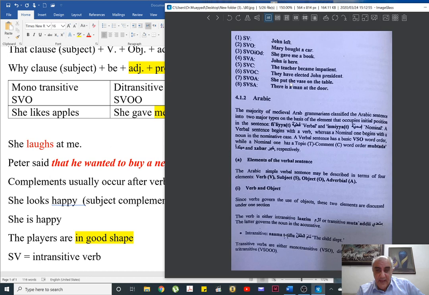Adverbials. Pay attention here: in patterns seven and four, adverbs here are obligatory. You cannot delete them. Okay.